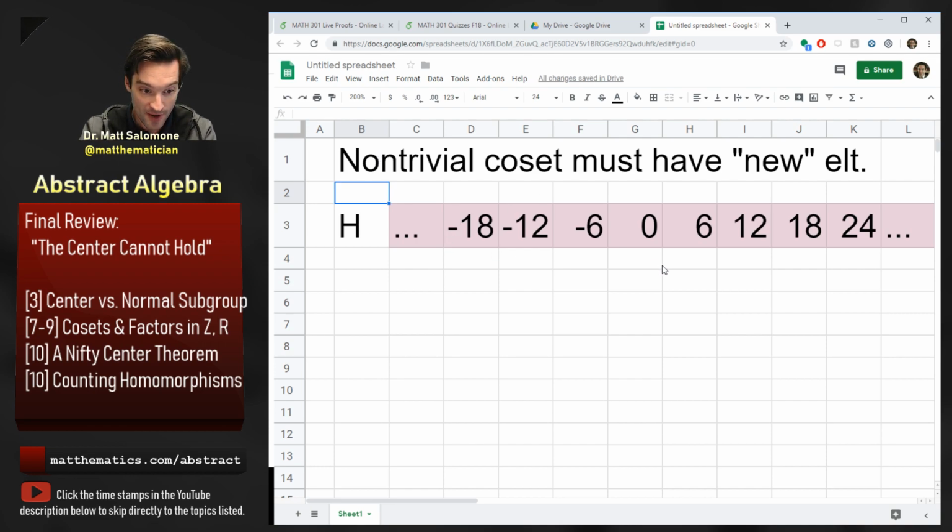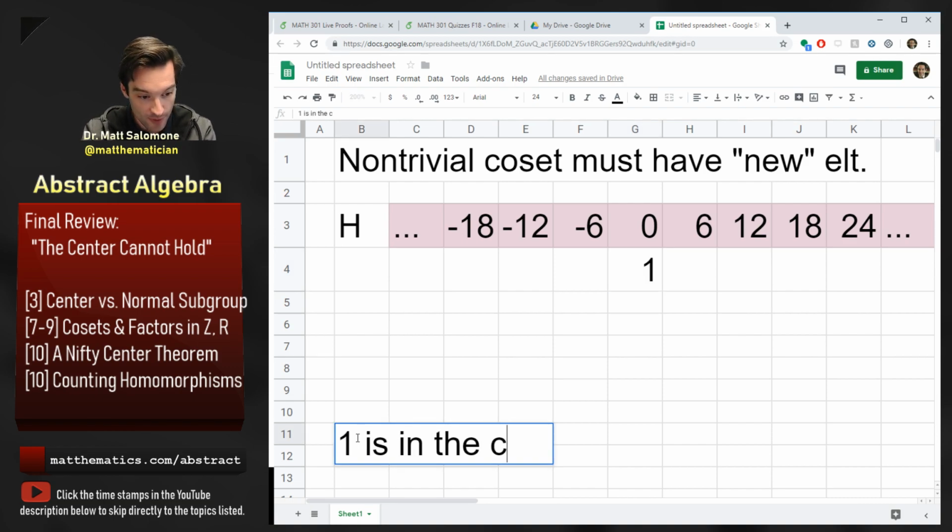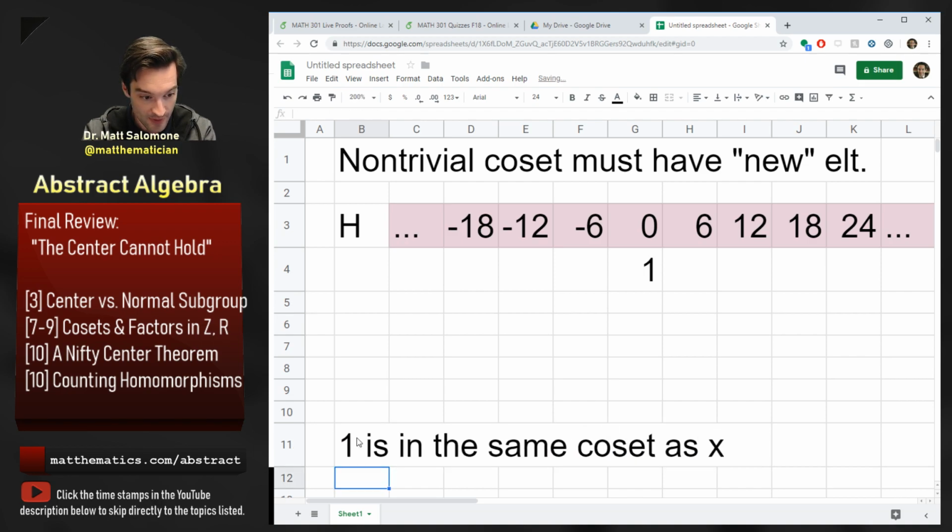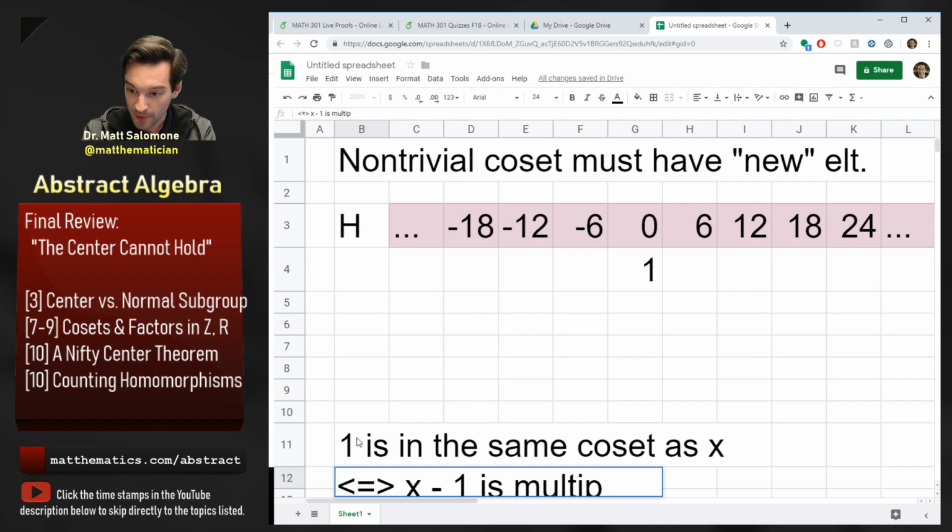And what I mean by that is the best way to understand how to get a non-trivial coset is to pick an element which doesn't belong to my subgroup in the beginning. I don't, for example, see the number 1 anywhere in this first row. And so from the point of view of cosets, 0 and 1 are going to reside in different cosets. But then 1 is going to reside in a coset with a bunch of other stuff. And the key here, right, is that 1 is in the same coset as x if and only if the difference between x and 1, so x minus 1, is an element of H.